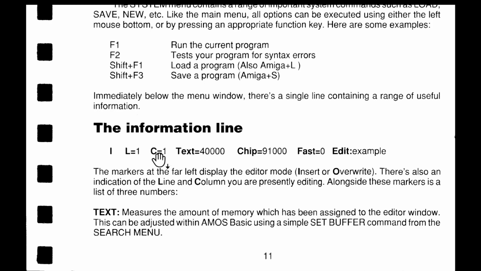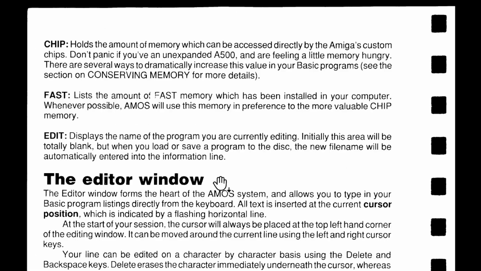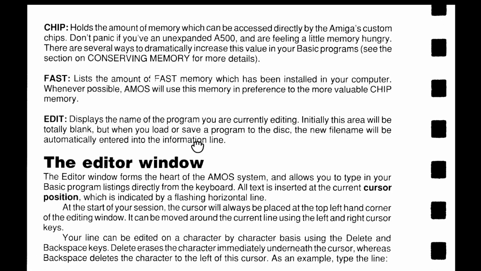Alongside these markers is a list of three numbers. Text measures the amount of memory which has been assigned to the editor window. This can be adjusted within AMOS Basic using a simple set buffer command from the search menu. Chip holds the amount of memory which can be accessed directly by the Amiga's custom chips.